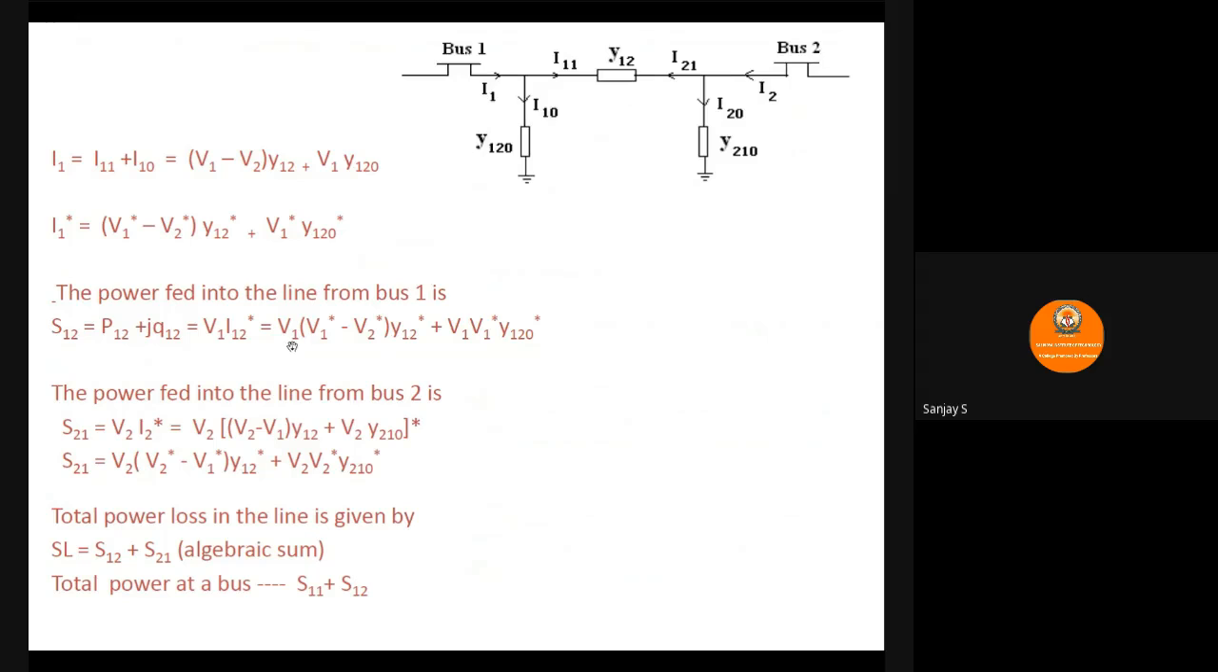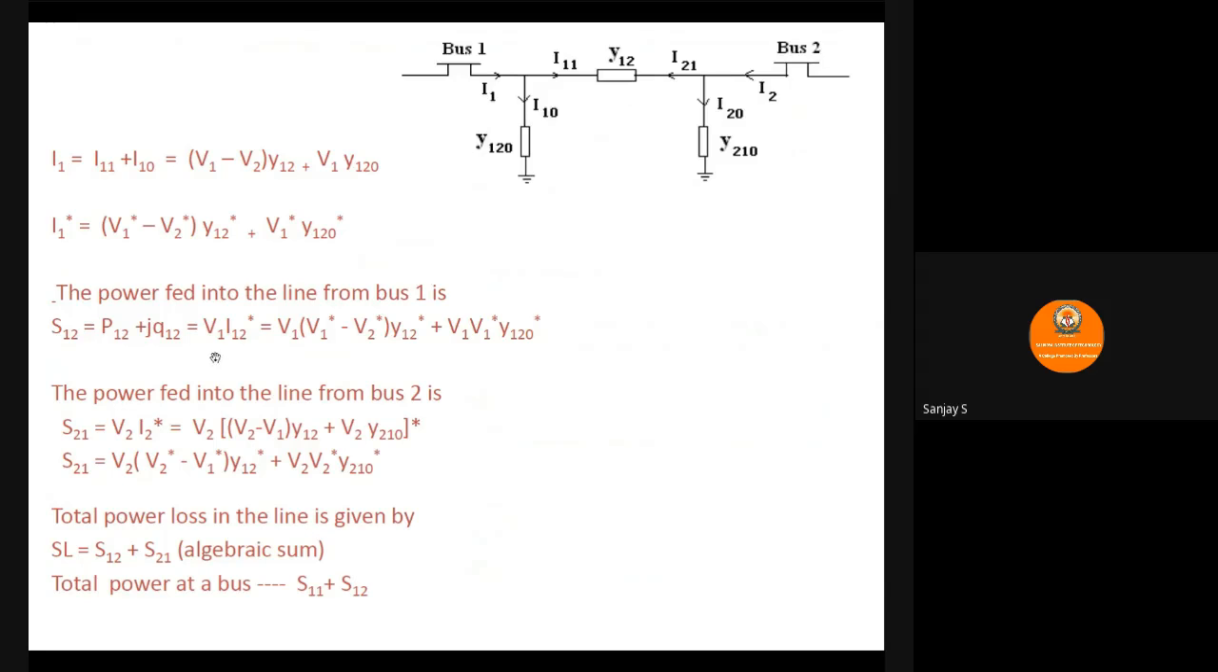So V1 I retain as it is. In place of I12, I'm writing the expression. In place of I12, I already have this I1 conjugate here. So same thing will be applicable. So S12 equals V1 into (V1 conjugate minus V2 conjugate) Y12 conjugate plus V1 into V1 conjugate Y120 conjugate. So here in general we have called it I1, that is same as I12 because we are considering the current flowing from bus 1 to bus 2 as I12. So your I1 is taken as I12 here.